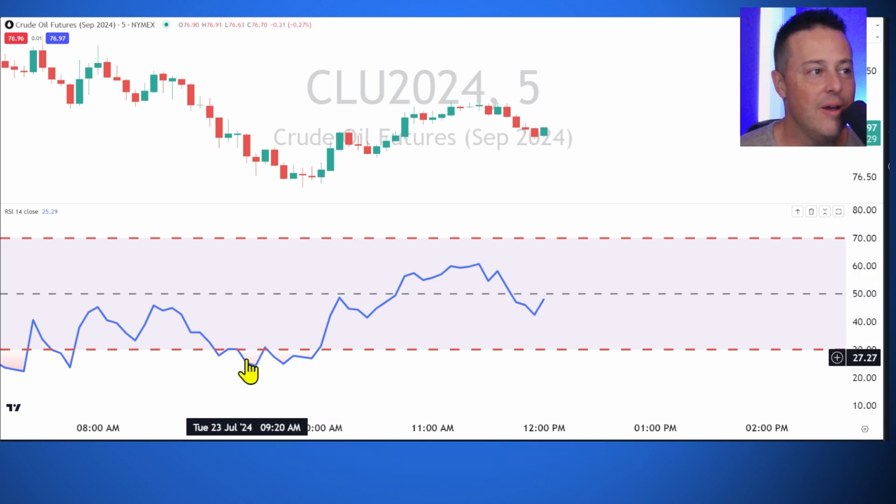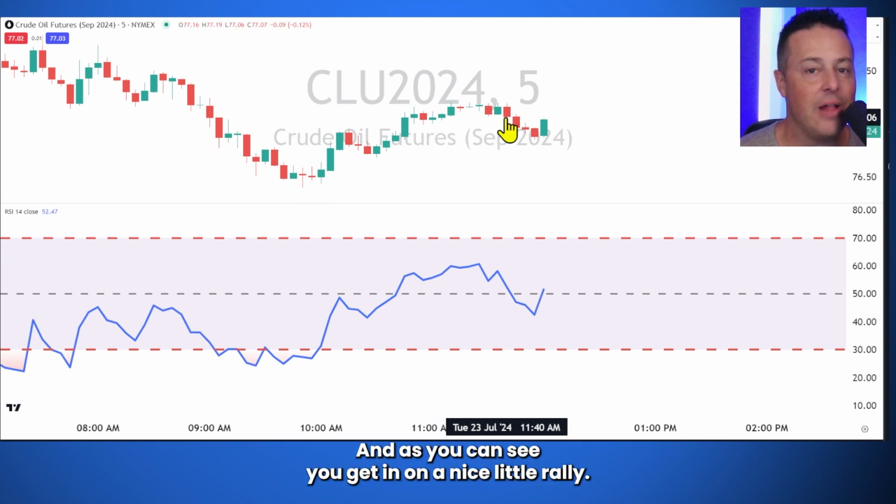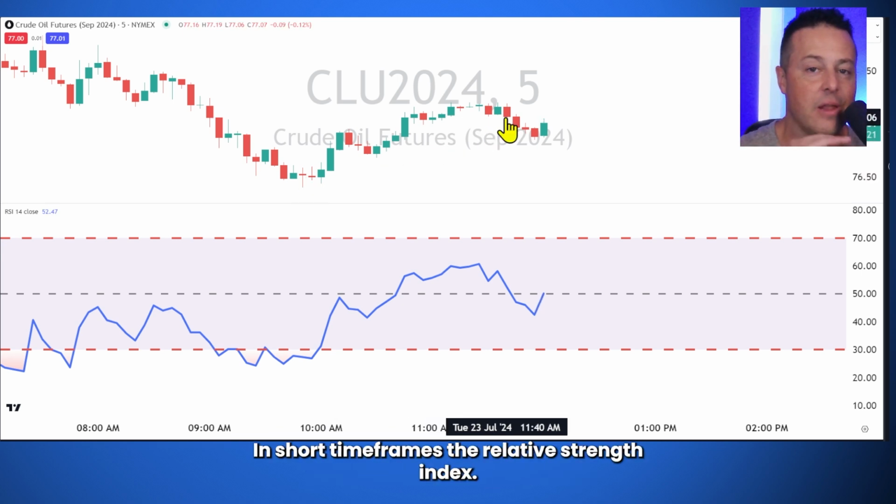Nice example right here. Price goes beneath 30, it's time to bid crude. And as you can see, you get in on a nice little rally. Great for scalping in short time frames, the Relative Strength Index.